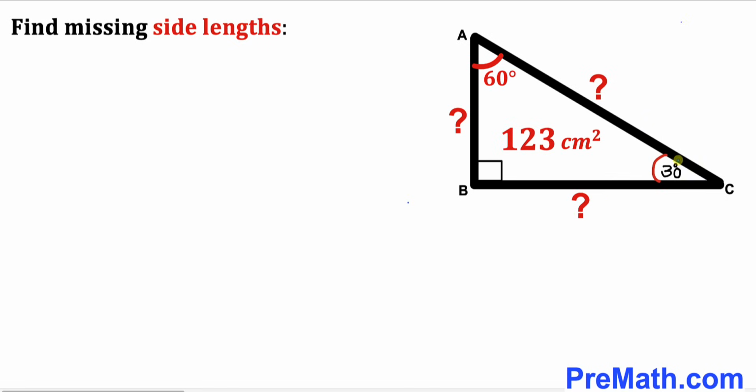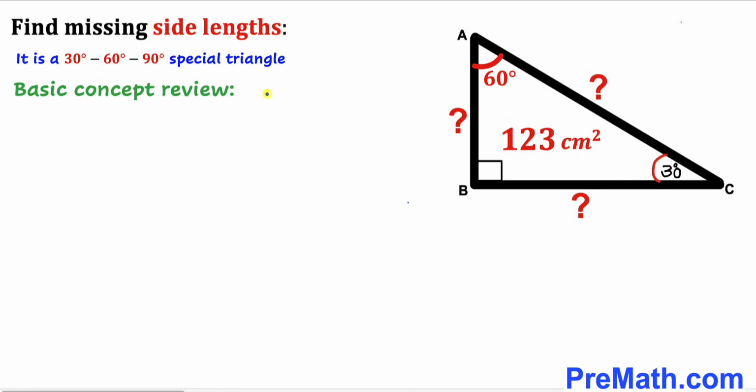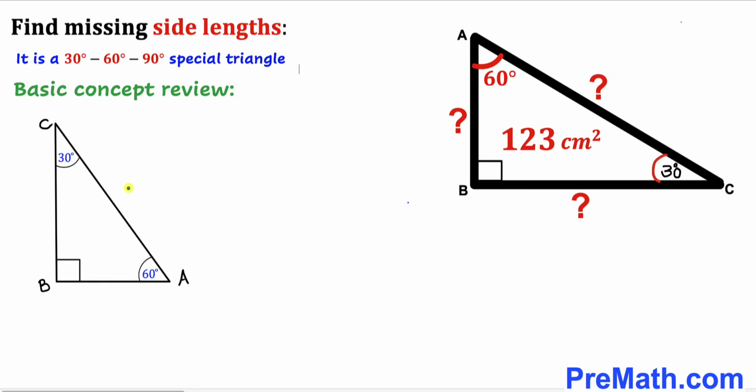Now let's focus once again on this right triangle ABC, and we can see that this is our 30-60-90 degrees special triangle. Let's go over a basic review of this special 30-60-90 triangle. Here we can see this 30 degrees is our smallest angle, whereas this 90 degrees is our largest angle.